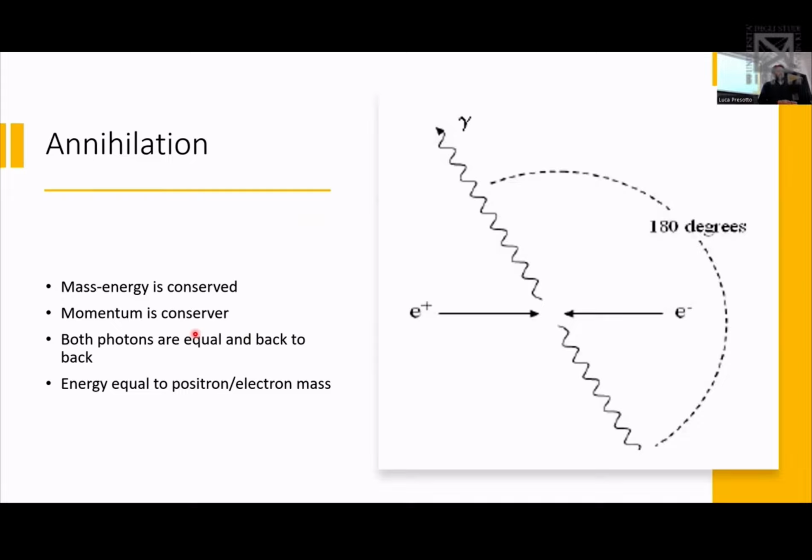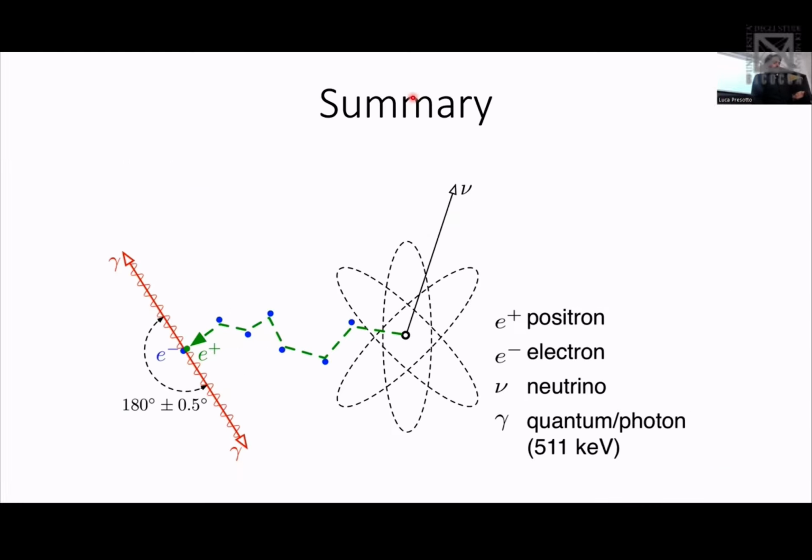Again, to summarize what I said, the mass energy sum is conserved, the momentum is conserved. So it happens that you get two photons that are identical in energy, because the total energy must be conserved, and they are identical in direction, so they are at exactly 180 degrees, and they have a very specific energy. So you're able to detect them quite well. This is just a summary of the whole process.